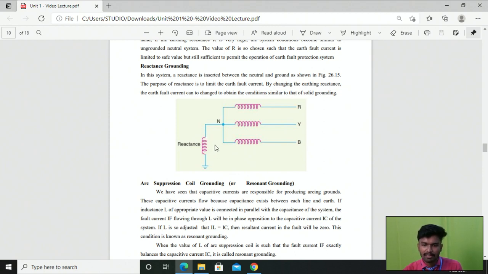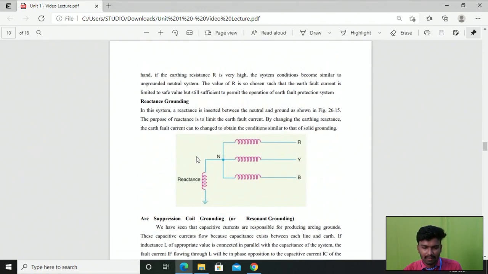So coming to the third, that is reactance grounding, the main difference between the previous method and this method is, instead of resistance, if you are connecting a reactance, then that is called reactance grounding, right? The purpose of this reactance is to limit the earth fault current, and by changing the earth reactance, we can control the earth fault current, right? Based on this value, the earth fault current may be changed to obtain a condition similar to solid grounding, right? So that's all about reactance grounding, right?